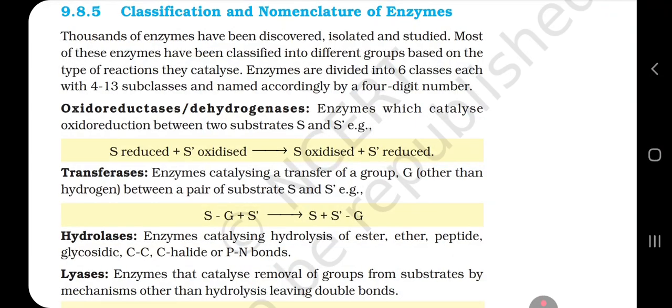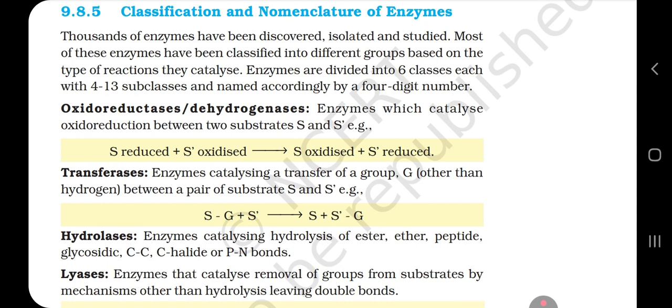9.8.5 Classification and nomenclature of enzymes. Thousands of enzymes have been discovered, isolated and studied. Most of these enzymes have been classified into different groups based on the types of reactions they catalyze. Enzymes are divided into 6 classes, each with 4 to 13 subclasses, and named accordingly by a 4-digit number.